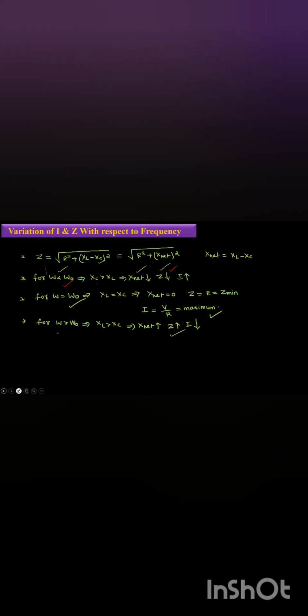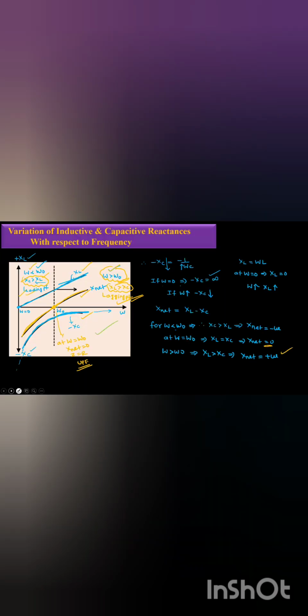These are the characteristics of current and impedance with respect to frequency. This is the variation of I and Z with respect to frequency, given the variation of XL and XC with respect to frequency. That is how to answer. Any doubt?